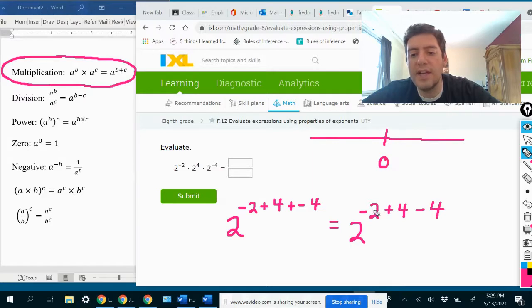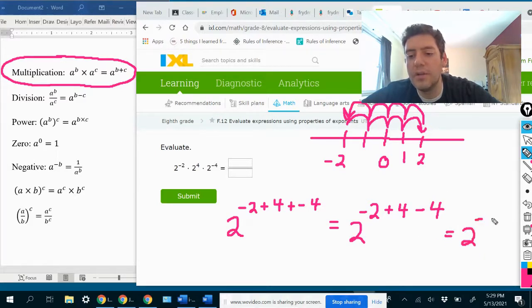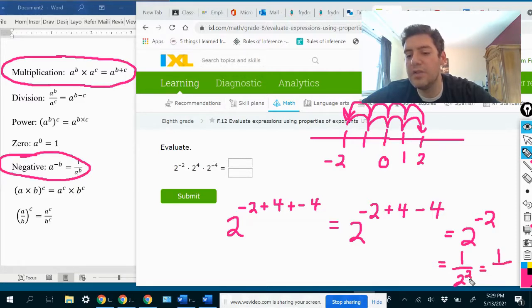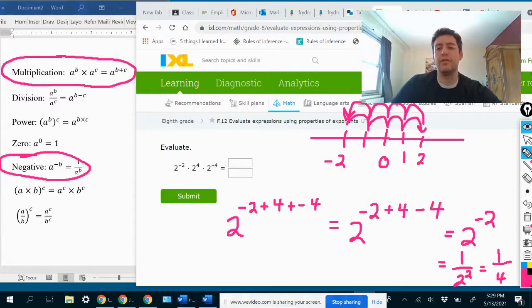Okay, so if we start at negative 2, and then we go to the right 4 spaces, 1, 2, 3, 4, then we would be at positive 2. But then we're going to go to the left 4 spaces. So from here, I go to the left 4 spaces, and now I'm back where I started, at negative 2. So this is going to be equal to 2 to the power of negative 2. And now I can use this rule and say that this is equal to 1 over 2 to the positive 2, which means 2 times 2, which is 4. So 1 over 4.